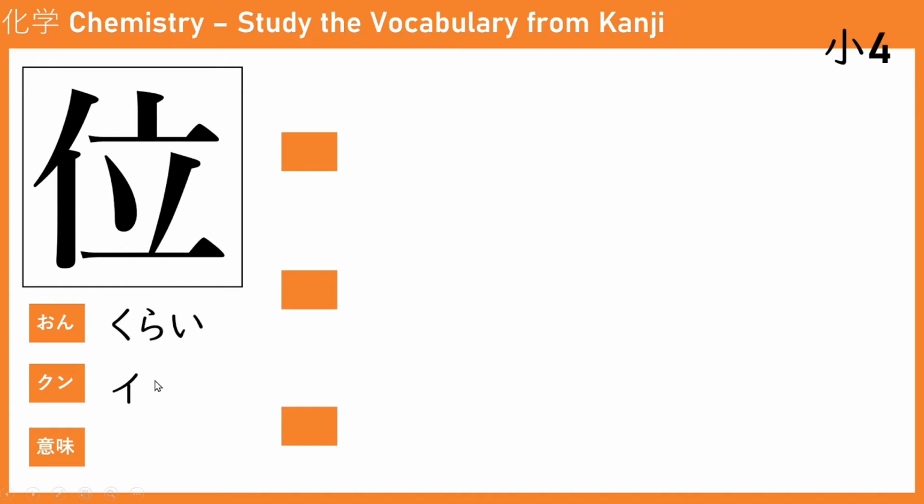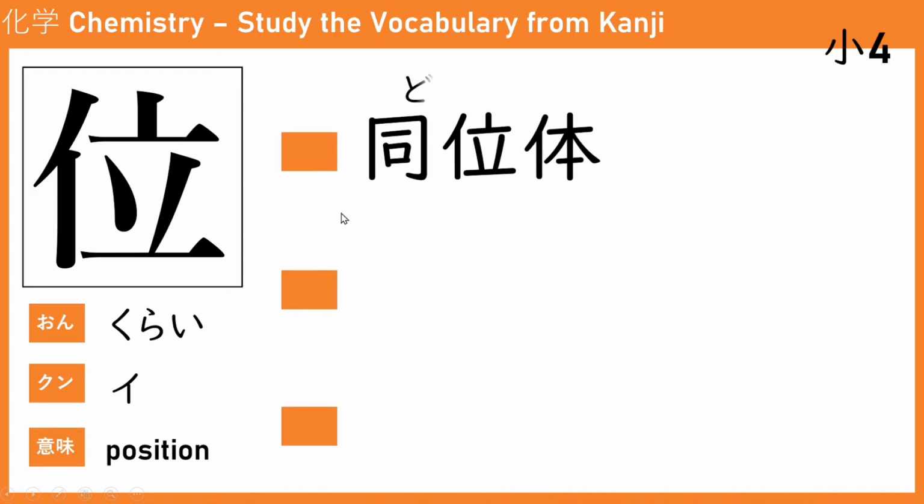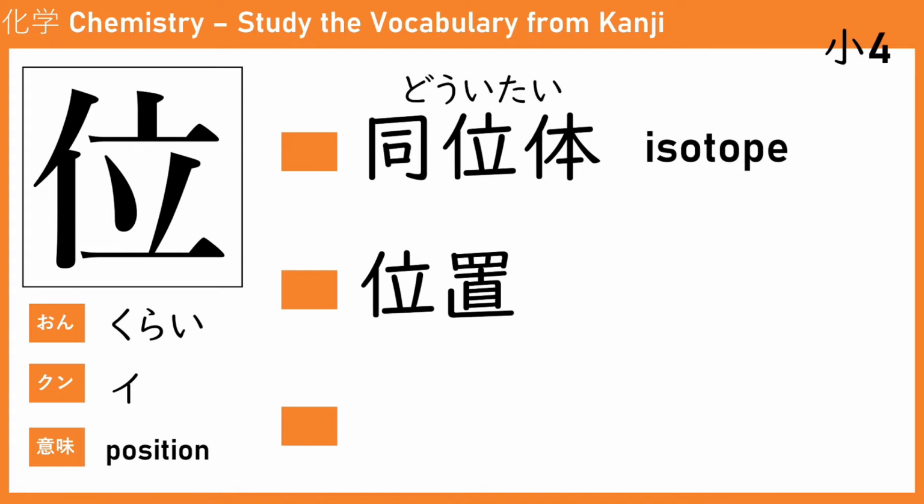The next kanji is i or kurai. I means the position, the location. Dōitai, which means isotope. We got ichi. Ichi means the position. So you'll have to use this word a lot, especially in physics class. Ichi energy, the energy of position, which is potential energy.